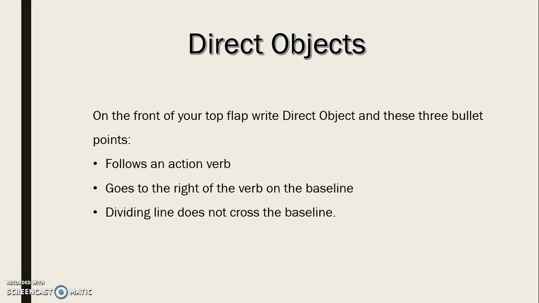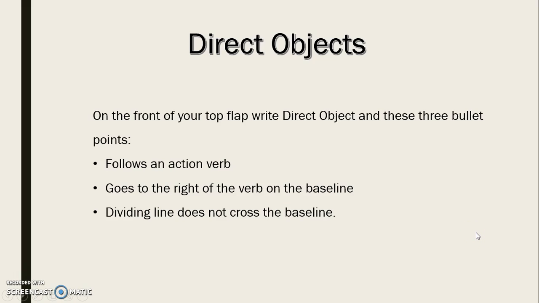All right, so we're working with the top flap first, the direct objects. And on the front of the top flap, while it's still closed, I want you to write 3 bullet points. Number 1, a direct object follows an action verb. You know this. We've said it all year long. Okay, so new information, it goes to the right of the verb on the baseline. Well, that makes sense because that's where it goes in the sentence as well. Now, the only thing that's different between the verb and the direct object is the dividing line does not cross the baseline. It doesn't. I don't know why. That's what someone said, so that's what we do. Get these written down on the front of your flap.